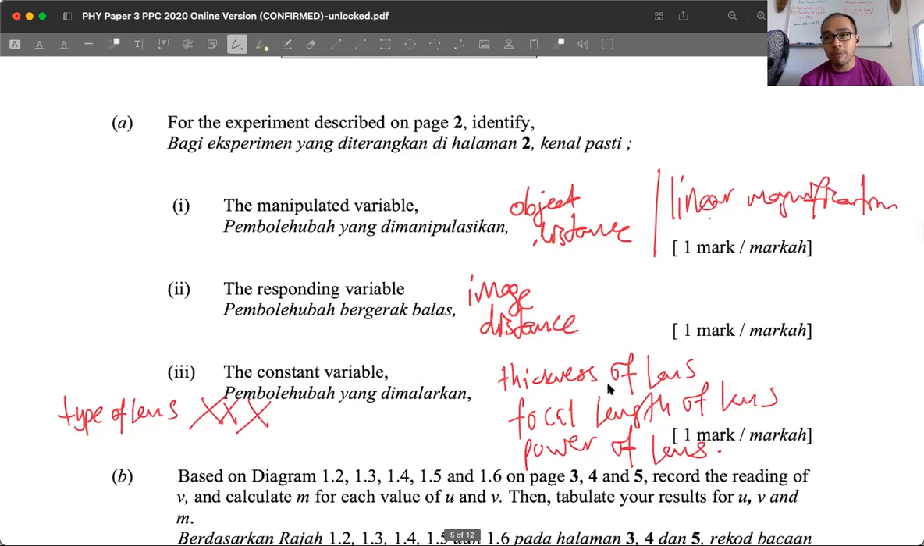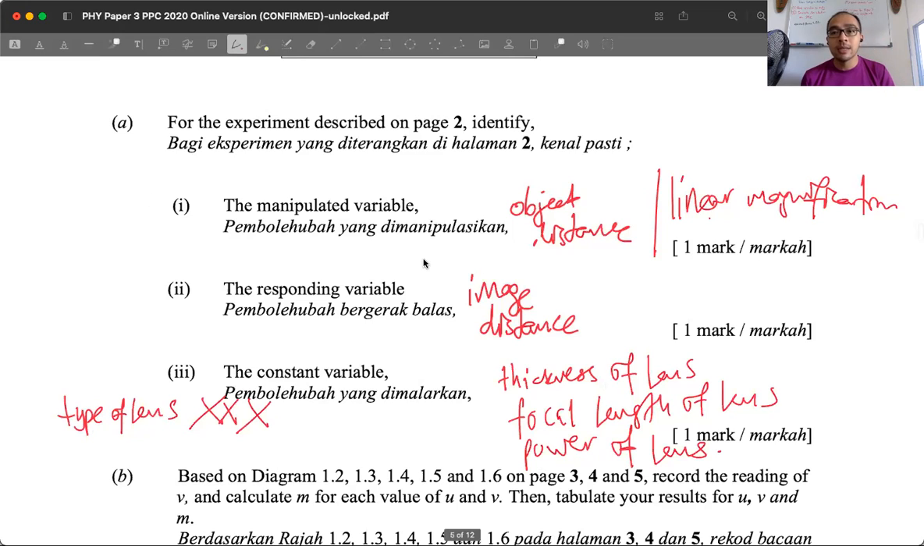Focal length of the lens can be measured by a ruler. Power of the lens can be measured by a ruler and then calculated. Okay, all these things can be measured. Type of lens is not a physics answer, so we will never accept this answer. Those of you who answered type of lens, which is quite a majority of you, please learn from this.